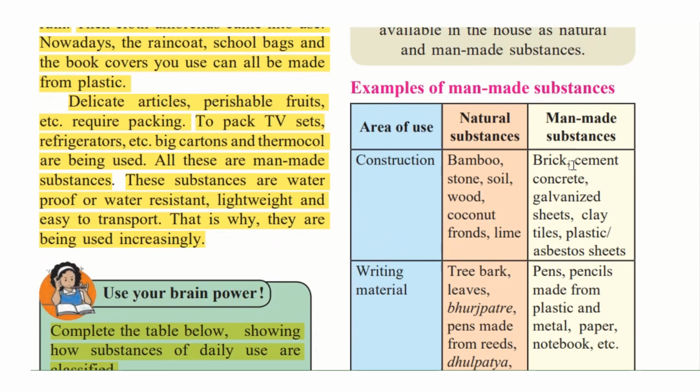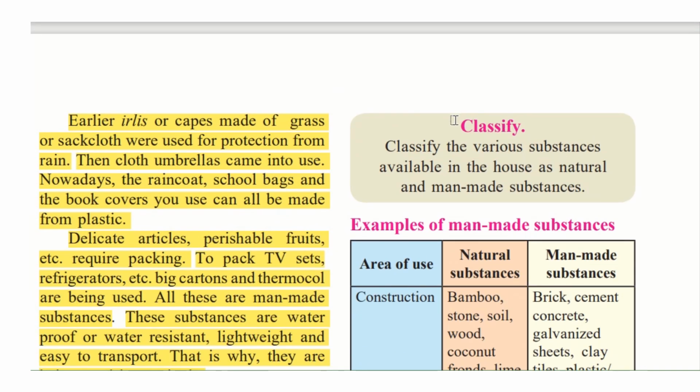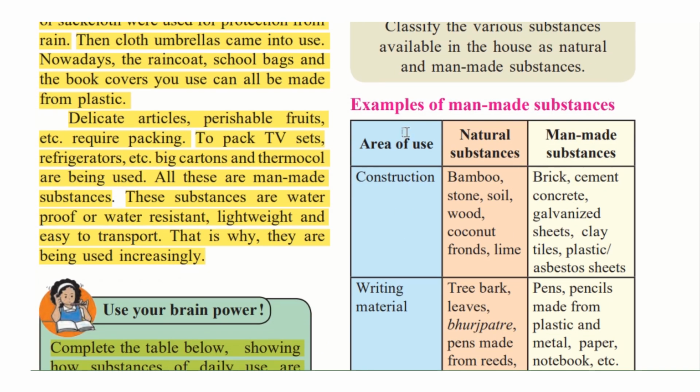Let's continue with the lesson. Classify. Classify the various substances available in the house as natural and man made substances. So, make it into two groups. All the things that you find in your house. So, make a list of it and see whether we can get it naturally or it is man made. So, like that, make two columns and make a list of these items that you can find around your house.